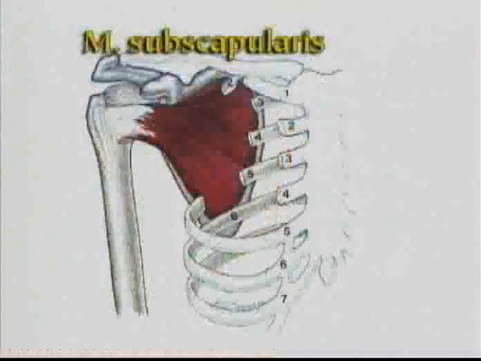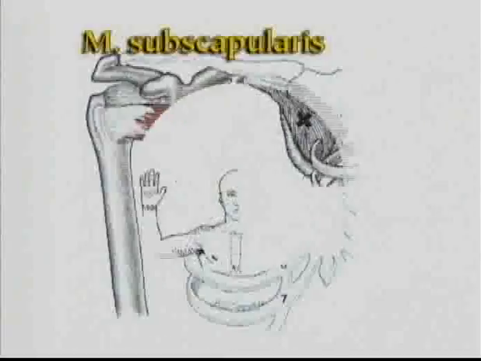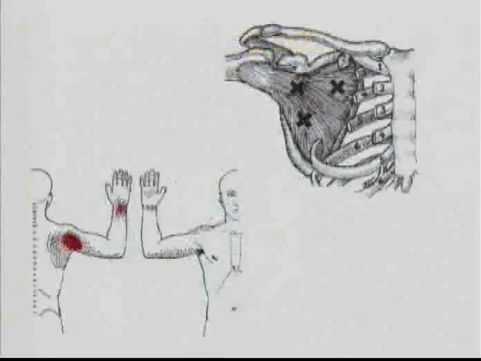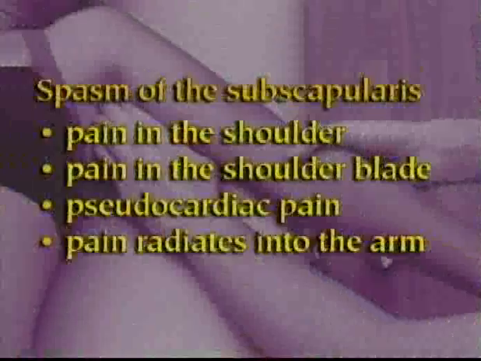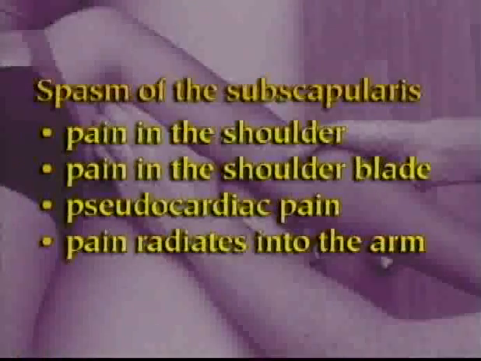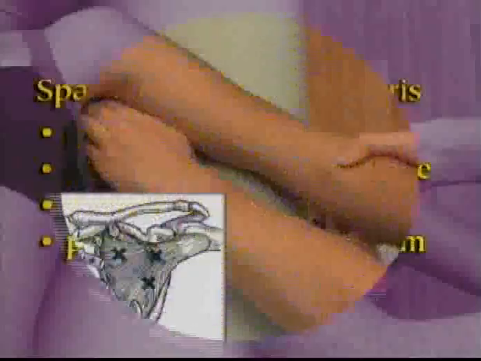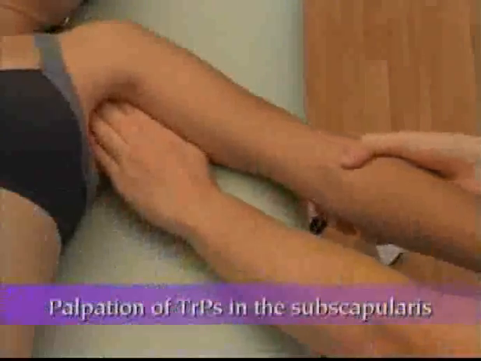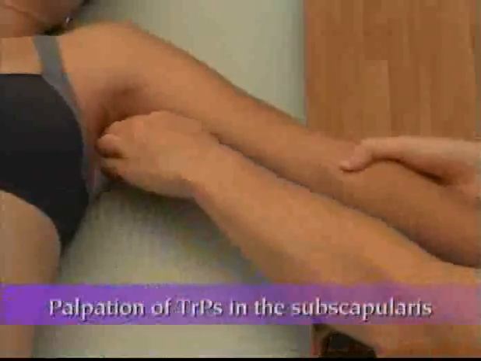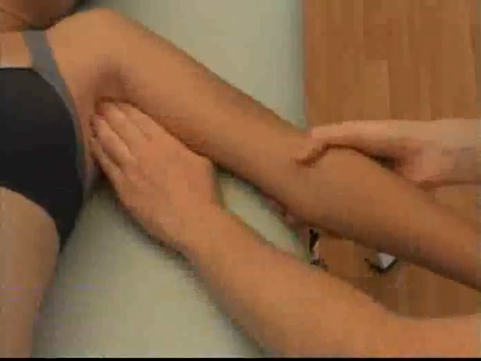Trigger points of the subscapularis are found deep in the axilla, and palpation is very painful. They are a frequent cause of pain in the shoulder, and referred pain to the upper extremity and chest. For palpation, we have to pull the patient's abducted arm, and with the fingers of the other hand, we slip over the latissimus dorsi to the ventral aspect of the shoulder blade.